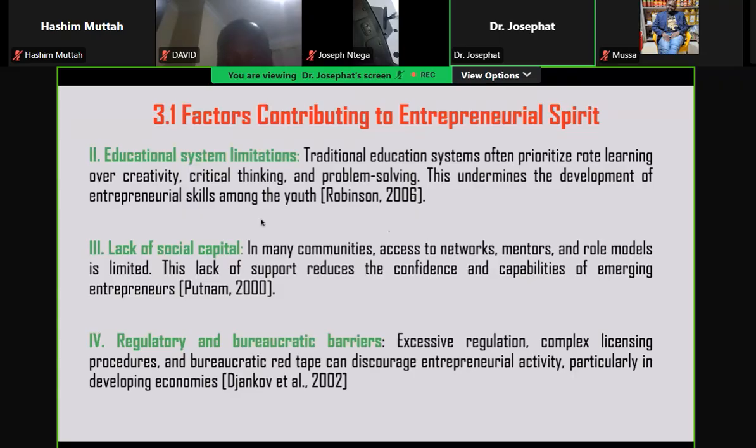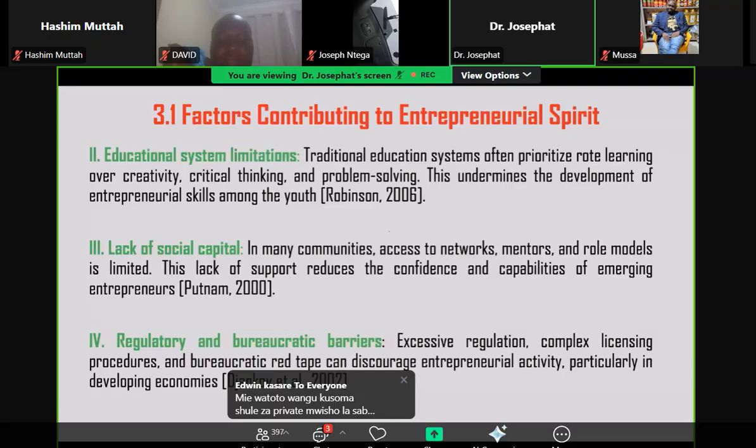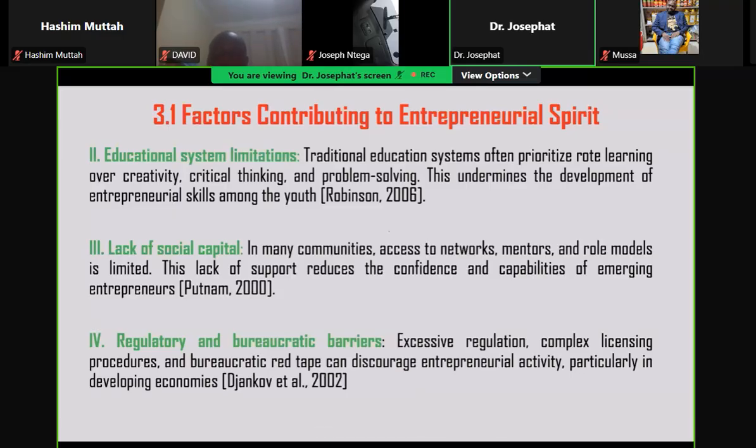The third one, we talk about the lack of social capital. In many communities, access to networks, mentors, and role models is very limited. This lack of social support reduces the confidence and the capability of emerging entrepreneurs. So unakuta katika taasisi nyingi sana au katika jamii nyingi sana, access to network, there's no networking at all. There's no mentors and there's no role model ambaye anaweza kumotivate yule kijana mdogo, the youth, kwamba when I grow up, I want to be like these persons.